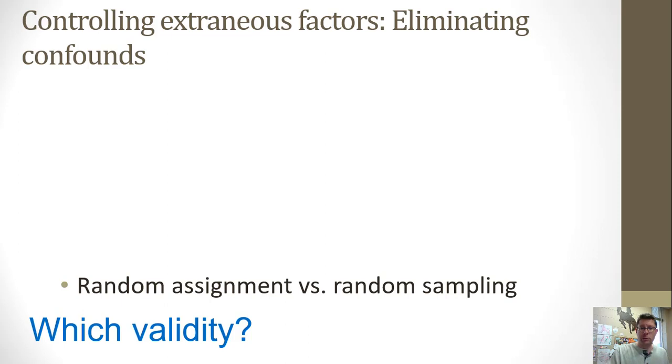So, if someone says, well, you didn't use random sampling, so you can't say cause and effect, nah, that's wrong, because random sampling has nothing to do with cause and effect. It has to do with whether you can generalize your results when you're done to the population of interest.